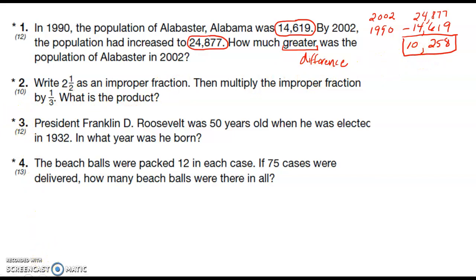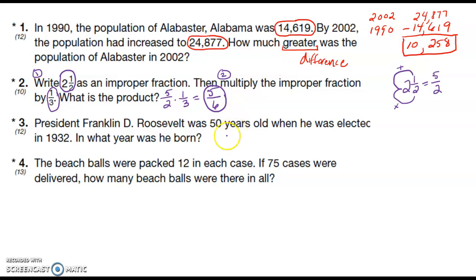Okay, number 2. Let me go ahead and change colors here. Write 2 and 1/2 as an improper fraction. So that's the first thing we're going to do. And then multiply the improper fraction by 1/3. So we have 2 steps here. Let's go ahead and popcorn our mixed number to make it an improper fraction. Multiply, add. 2 times 2 is 4, plus 1 is 5. And then I need to take this and multiply it by 1/3. And there we go. 5 times 1 is 5, 2 times 3 is 6, and that's what we get.